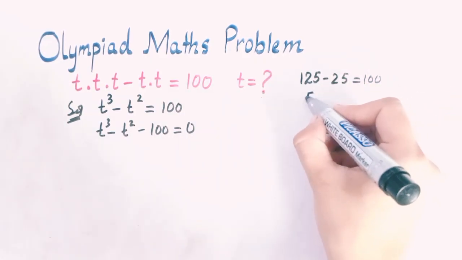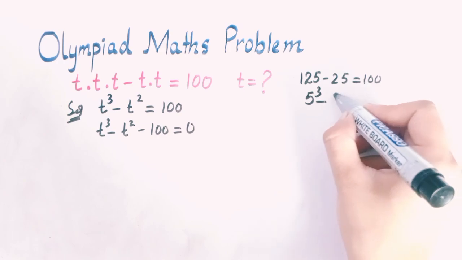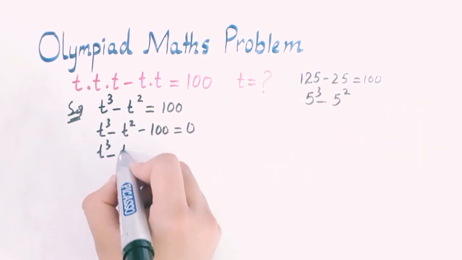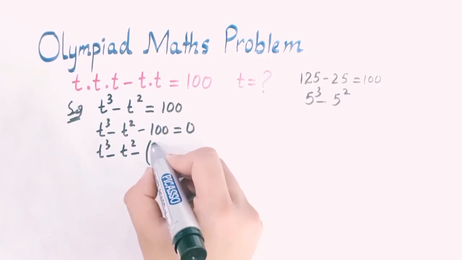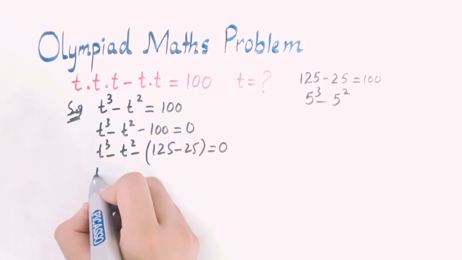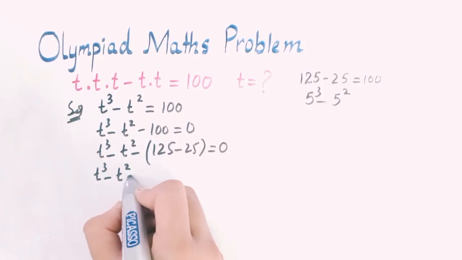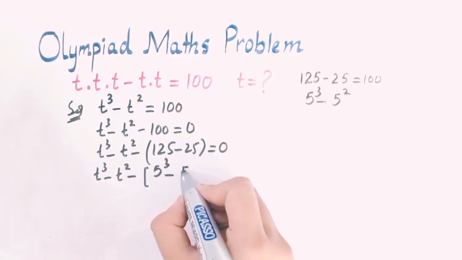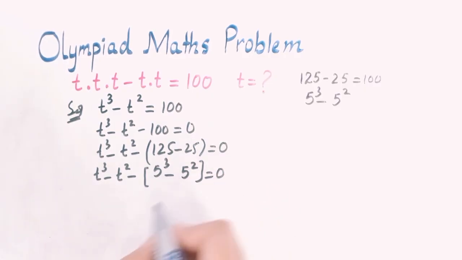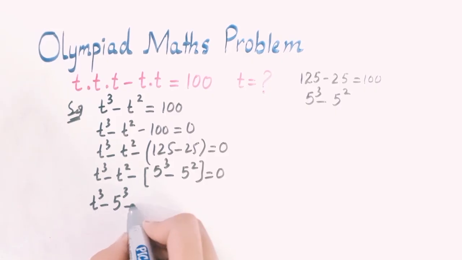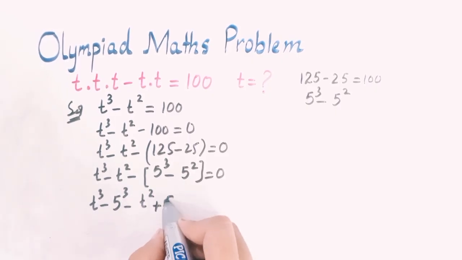Because 125 is the cube of 5 and 25 is the square of 5. So we will write t cube minus t square minus 125 minus 25 equals 0. Then t cube minus t square minus 125 written as 5 cube, 25 written as 5 square equals 0. We will arrange this as t cube minus 5 cube minus t square plus 5 square equals 0.